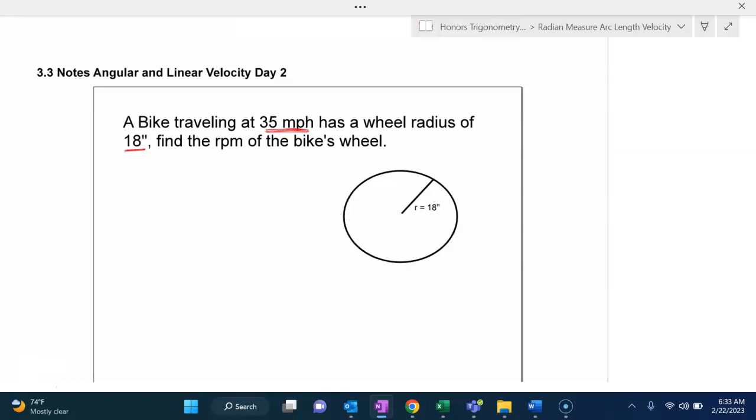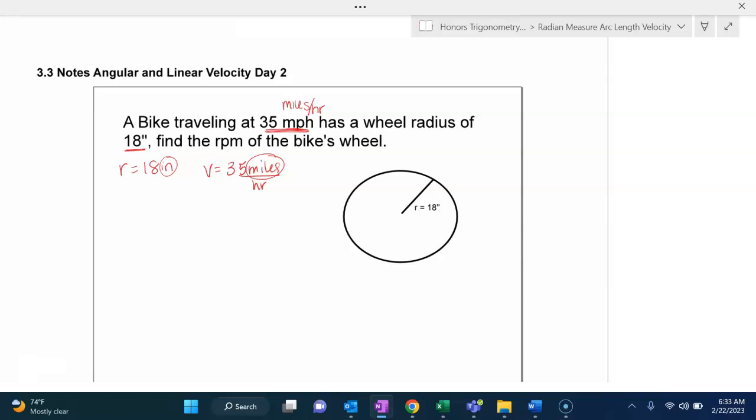So first of all, we should define what all of these pieces are. Clearly this is our radius, which is 18 inches. Now, this is in miles per hour, so that's indicative of a linear velocity, which is our v. So that's 35 miles per hour. Now, if you notice, these units are off. Inches and miles, those need to align.